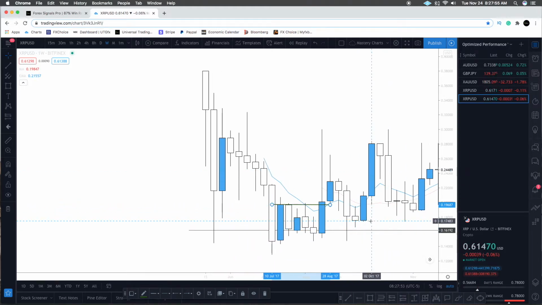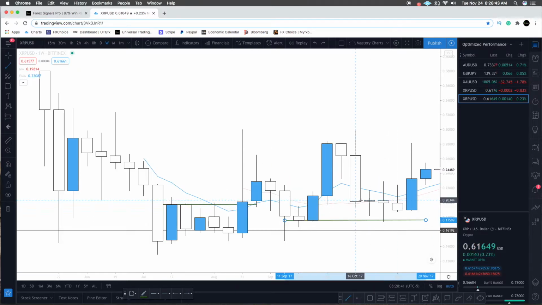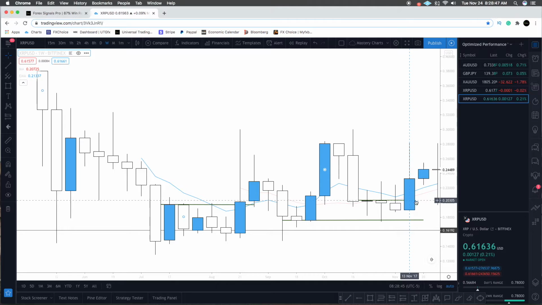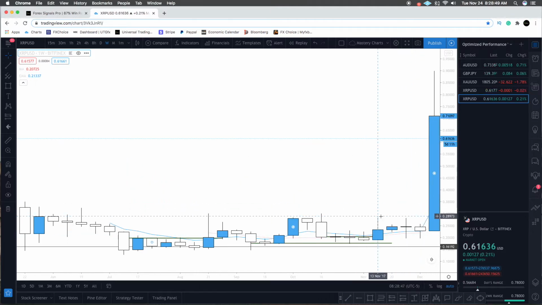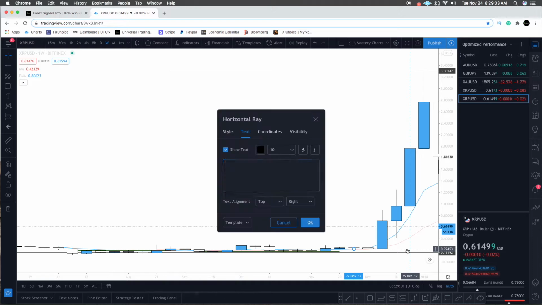Then you can see here, the market came back and tested this higher floor. Price then created resistance, minor resistance here. Broke above, pulled back here, and then pushed up. So we're going to highlight this level here as our weekly higher low. So let's label that.